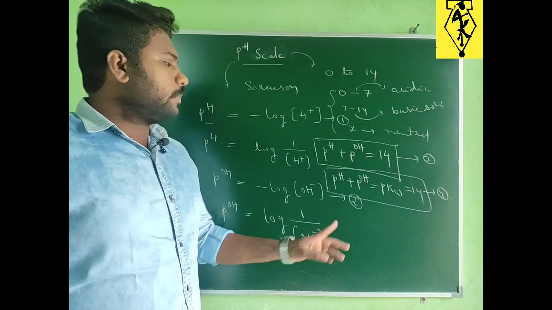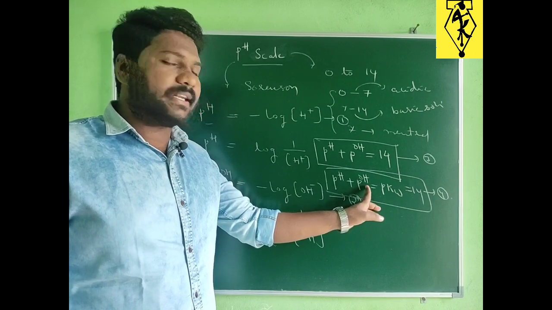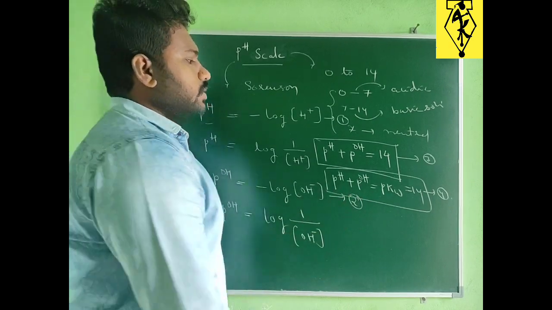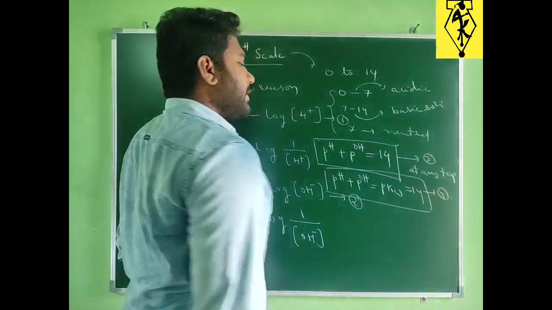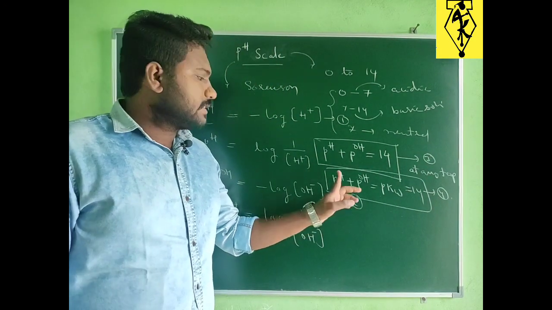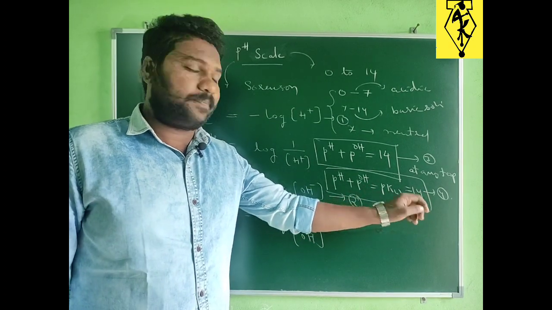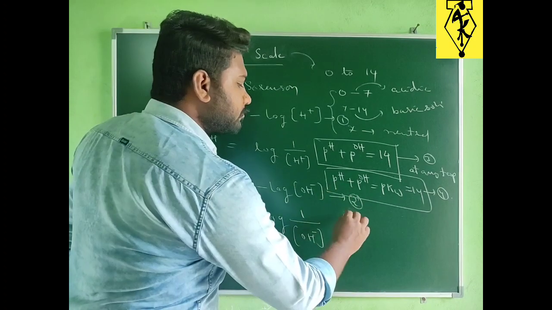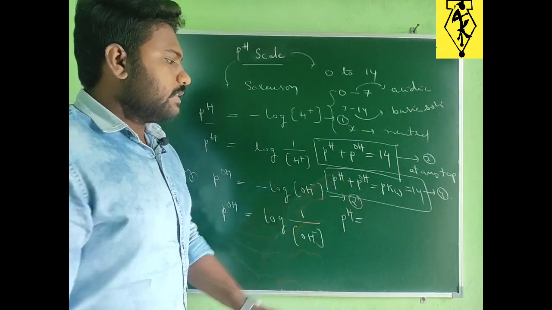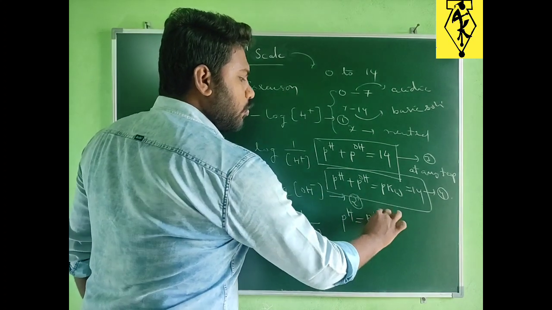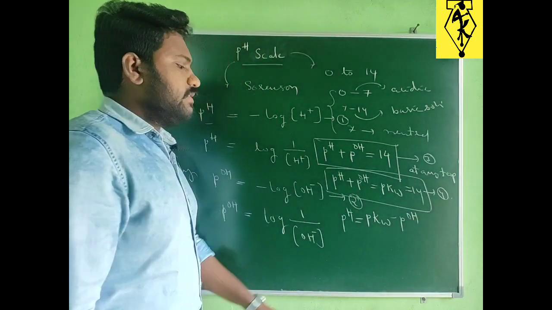Sometimes they will give the pH value and sometimes the pOH value, and we have to calculate the rest. At any temperature, the sum of pH value and pOH value is equal to 14. Clear? So from this equation, if you want to calculate pH, it is pKW minus pOH.